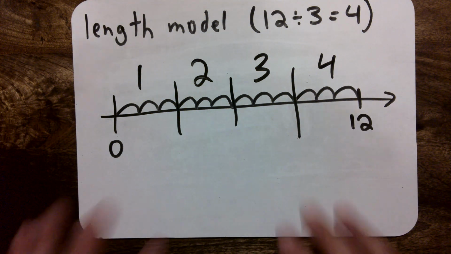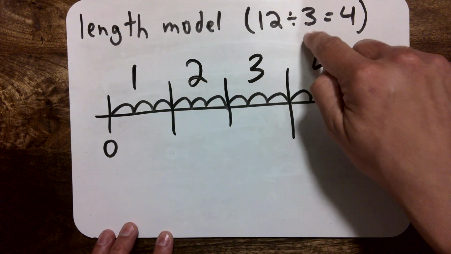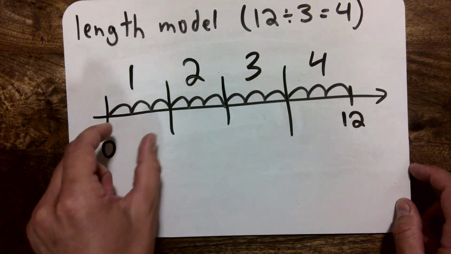Okay. So that's the representational model, and then again, the abstract model is going to be that 12 divided by 3, emphasizing here that the divisor is the size of each group. Okay, we'll look at an area model.